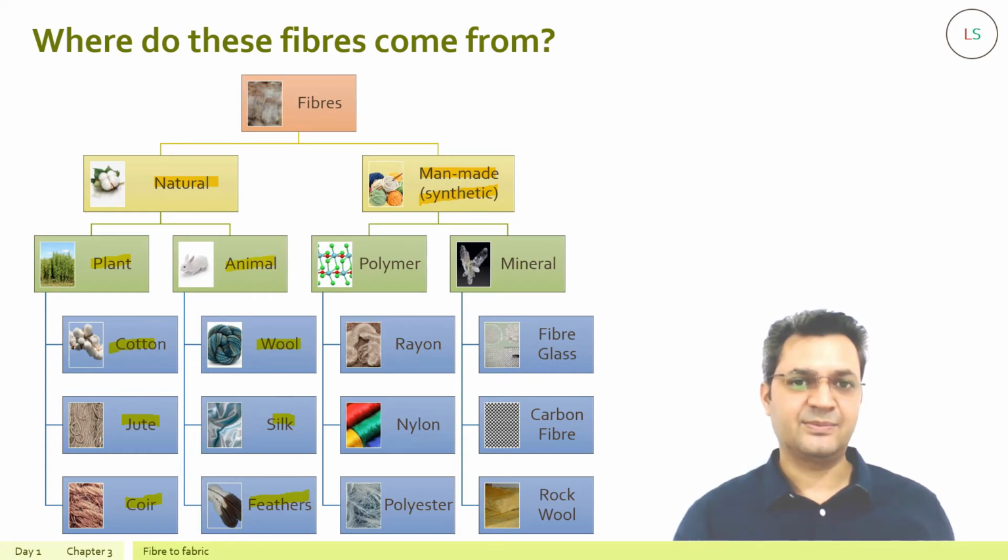Man-made or synthetic fibers are either polymer, which are long chains of molecules, or mineral. So if we see polymers are rayon, nylon and polyester. Whereas mineral-based fibers are fiberglass, carbon fiber or rock wool. The natural fibers are in use by the humans since thousands of years, whereas man-made fibers or synthetic fibers are in use since 19th century, and that's not that far off.